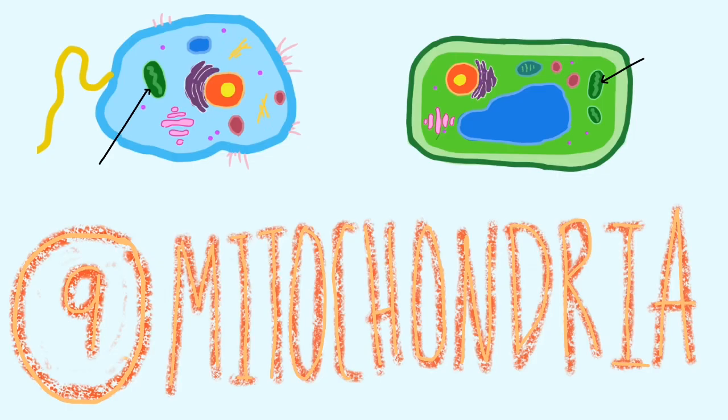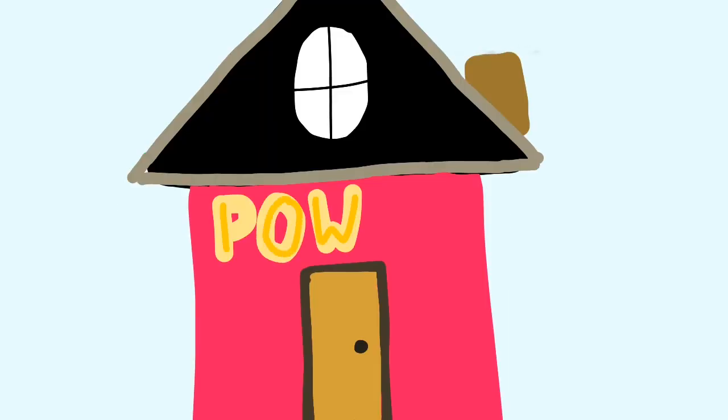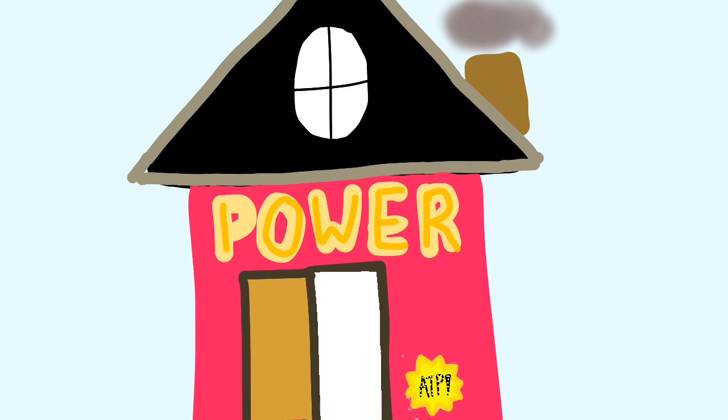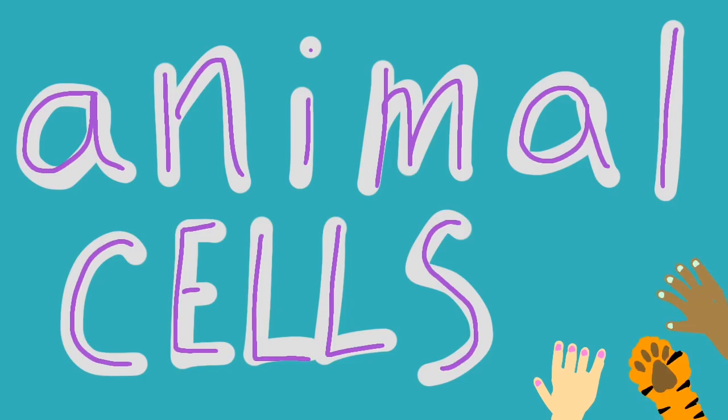Our mitochondria is often referred to as the powerhouse of the cell. It helps provide cellular energy in the form of ATP, since it is the site of an important process called cellular respiration. Now, we will take a look at the organelles that are just specific to animal cells.